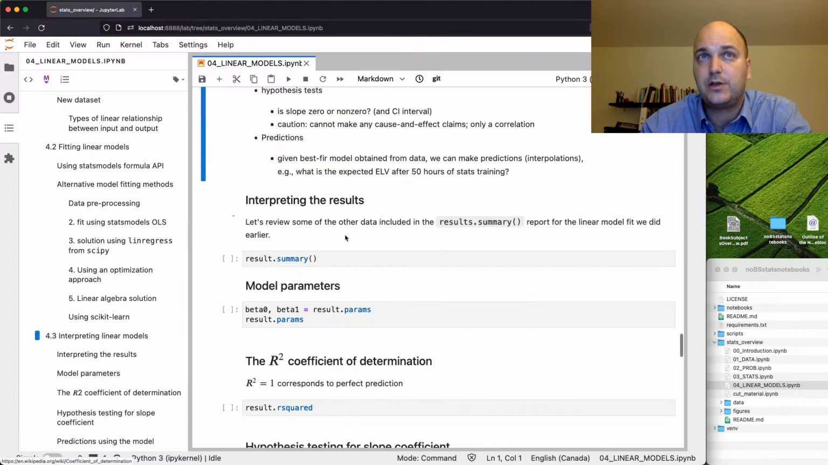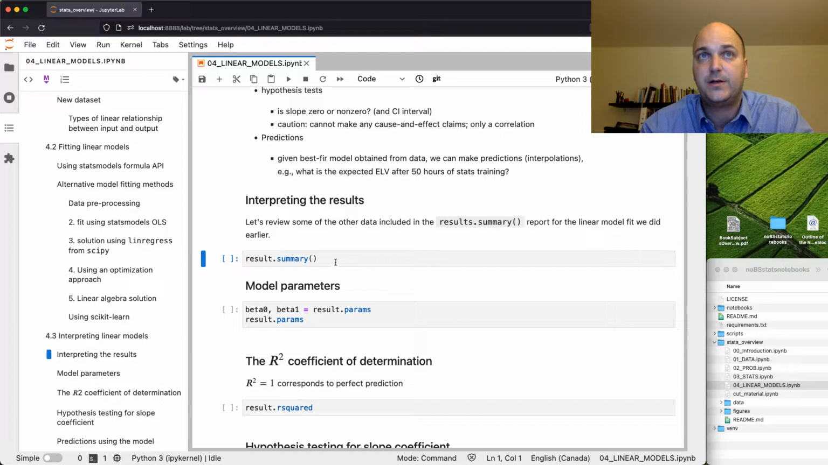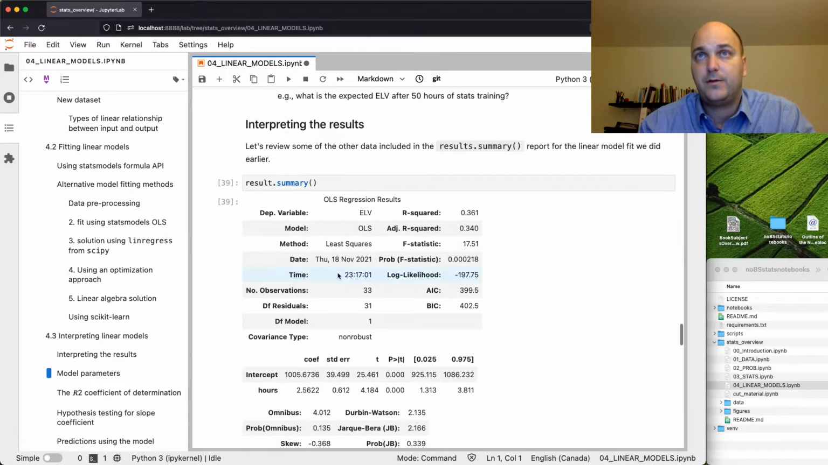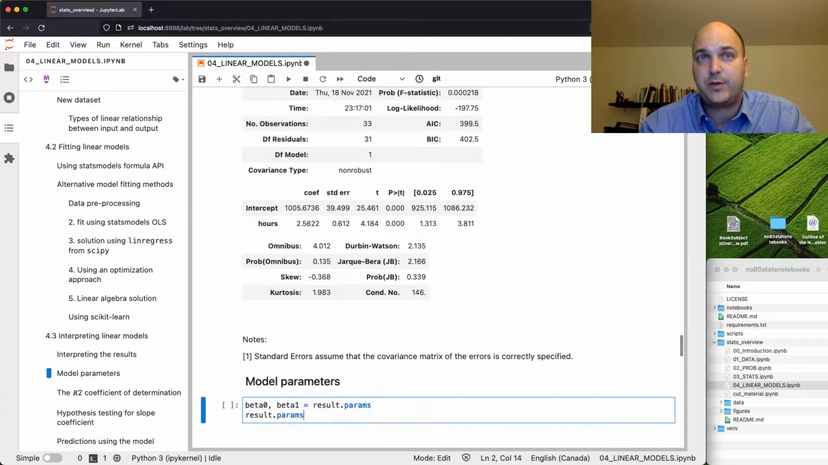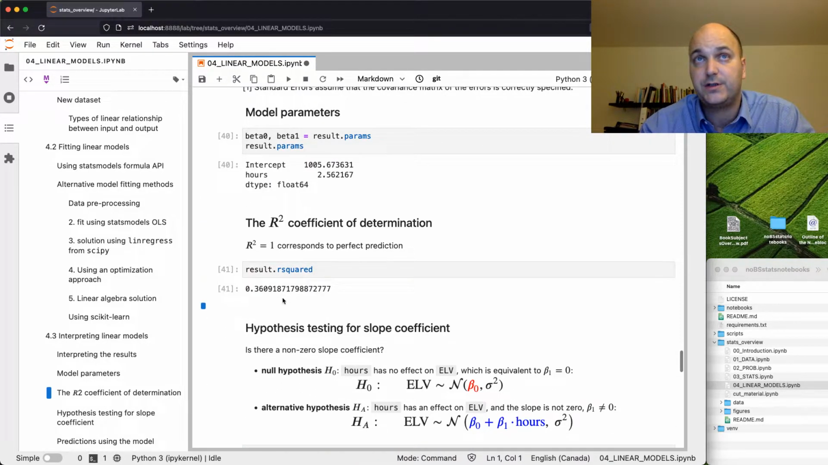So let's look again, as a reminder, at the summary. We saw that earlier. We saw the parameters. The r squared coefficient is 0.36. This is on a scale from 0 to 1. And we are kind of far away from 1. So we don't have a very good fit.